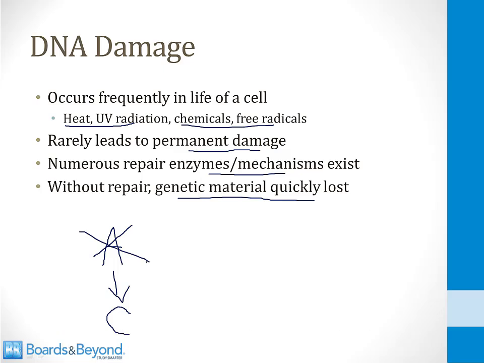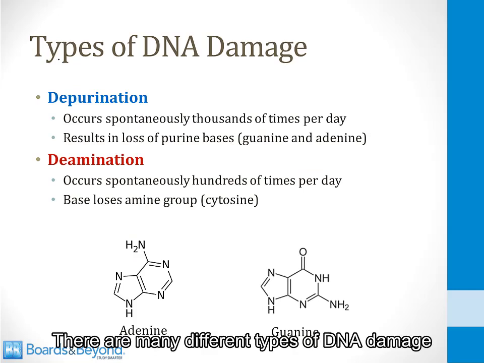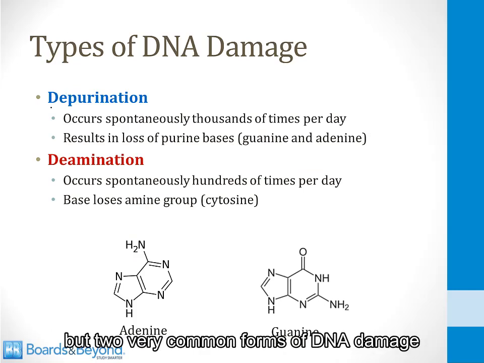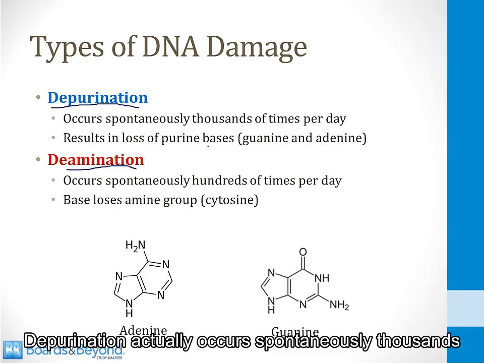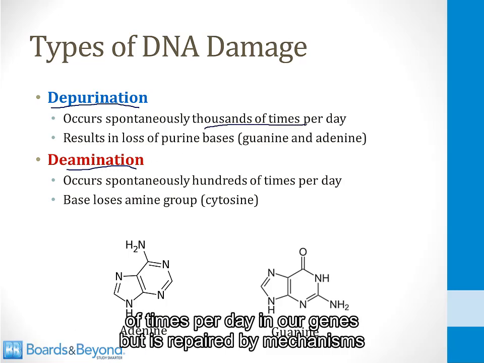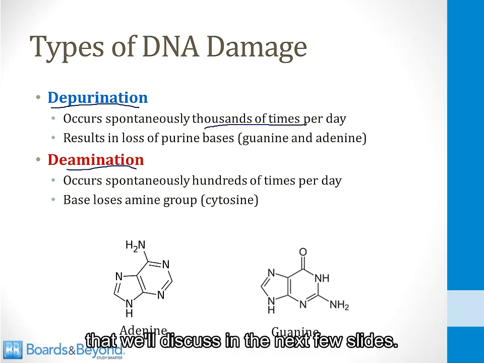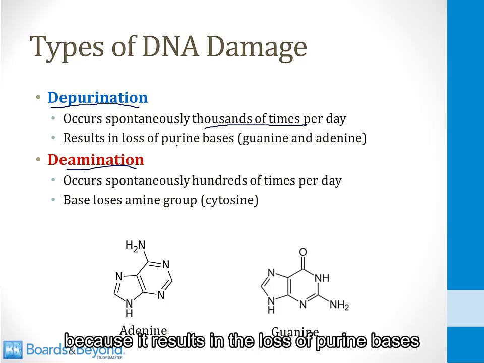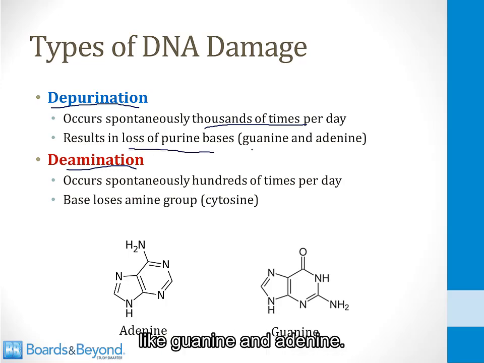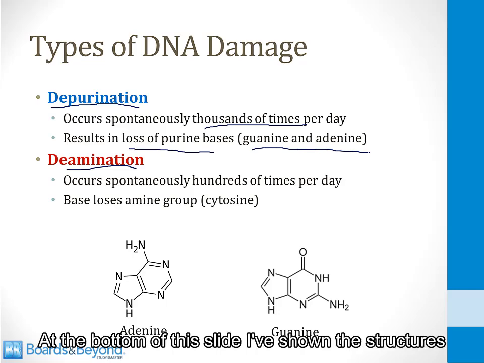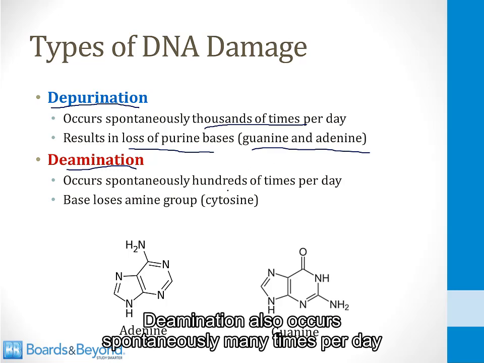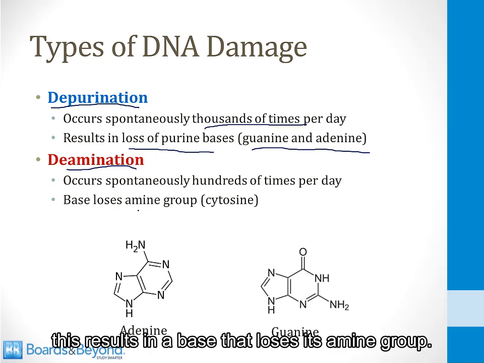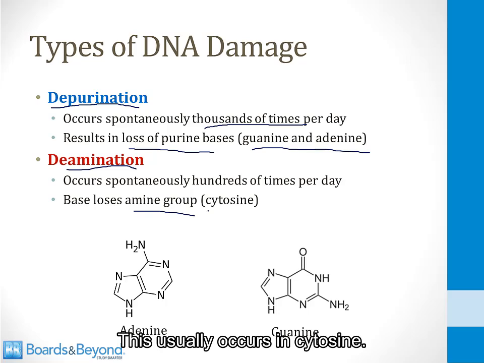There are many different types of DNA damage, but two very common forms of DNA damage are depurination and deamination. Depurination actually occurs spontaneously thousands of times per day in our genes, but is repaired by mechanisms that we'll discuss in the next few slides. And depurination gets its name because it results in the loss of purine bases like guanine and adenine. At the bottom of this slide, I've shown the structures of these two bases. Deamination also occurs spontaneously many times per day. This results in a base that loses its amine group. This usually occurs in cytosine.